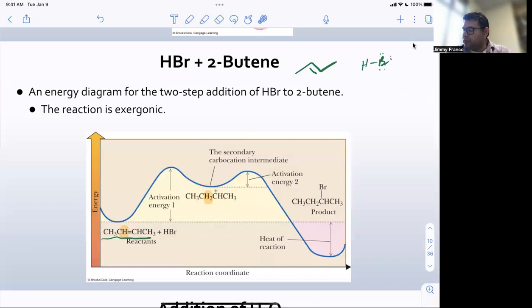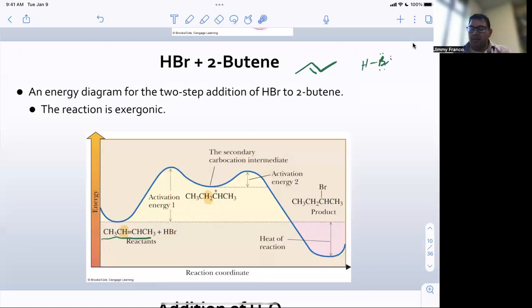Now we're going to take that carbocation, and the bromine is going to add in. As that bromine is adding in, that's the transition state. And when it finally makes the product, it stops down here at the bottom. All right? So we form this intermediate. So we have two activation energies, a big one and a little one.